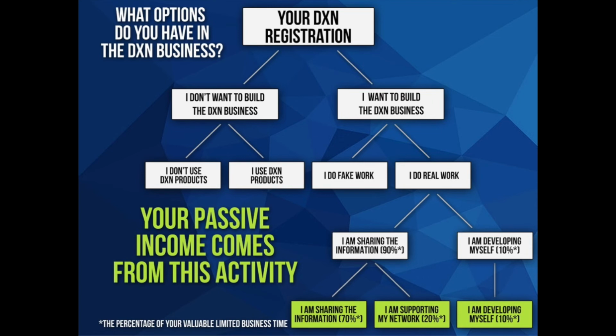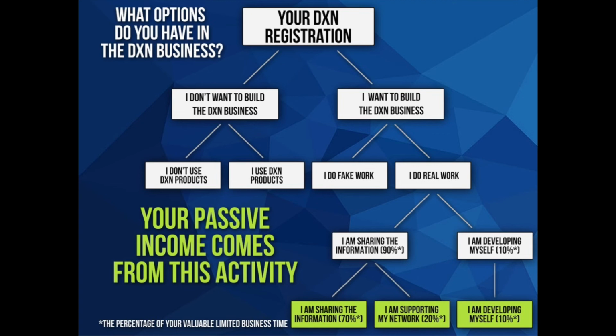If you reach the Crown Ambassador level, this is not a final station. You can sponsor more diamond lines and get more bonus. The biggest mistake is if you spend your limited business time with those people who don't want to make money.